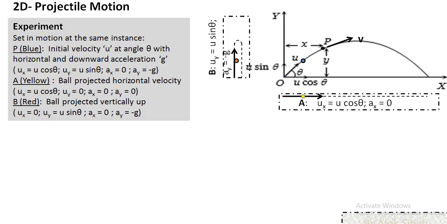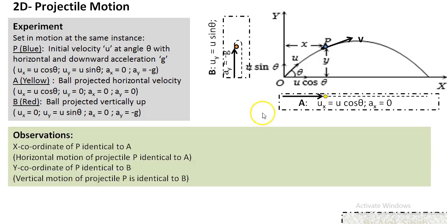What we observe is at any instance of time, the x coordinate of P will be same as x coordinate of projectile A, and y coordinate of P will be same as y coordinate of projectile B. In other words, the horizontal motion of projectile P is identical to A, and vertical motion of projectile P is identical to particle B. So if I have to find x and y coordinate of P, rather than finding x, y coordinate of particle P, I will find x coordinate of particle A at the same instance, and to find y, I would find the y coordinate of projectile B.